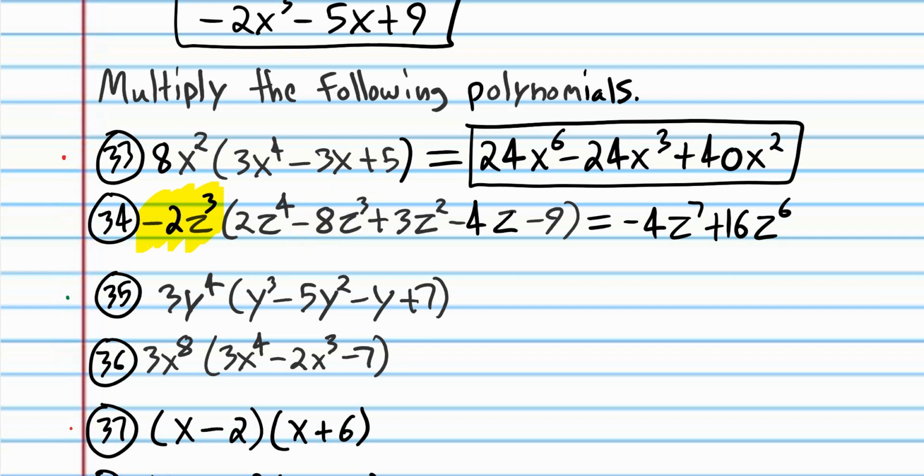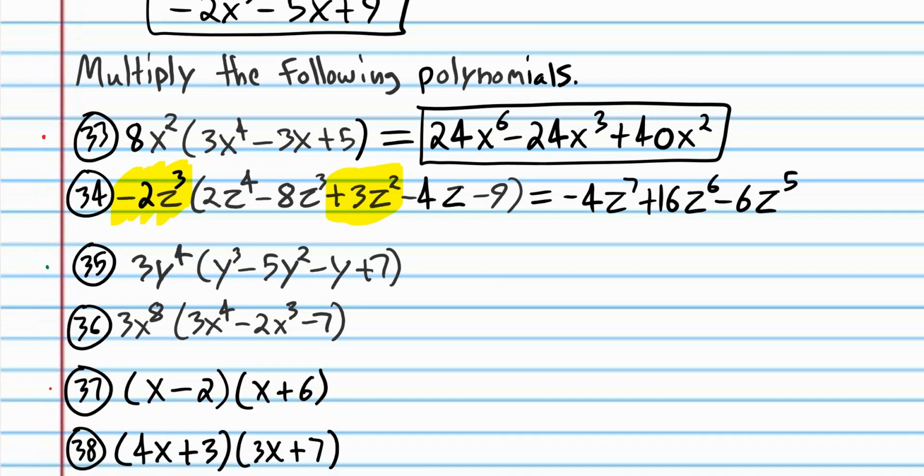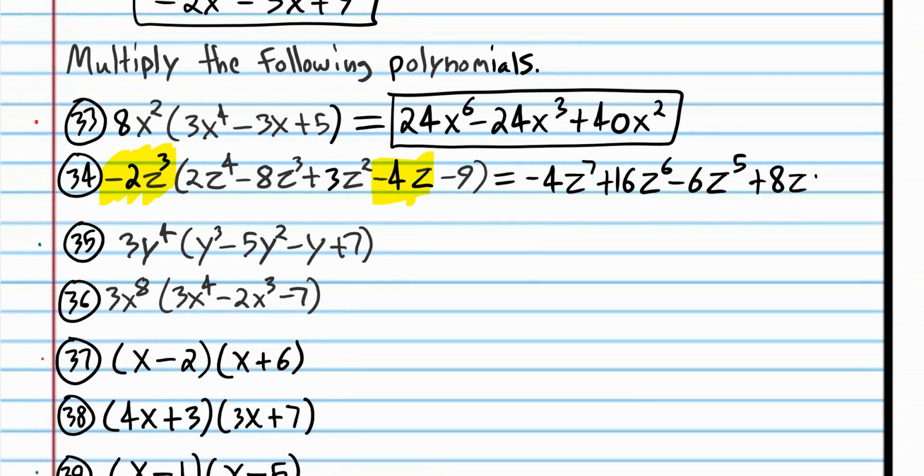Then we're going to multiply that monomial by 3z squared. Negative 2 times 3 is negative 6. And z to the third times z to the second is z to the fifth. Again, just adding the exponents. 3 plus 2 is 5. Then we're going to multiply that first term by negative 4z. Negative 2 times negative 4 is positive 8. And z to the third times z is z to the fourth.